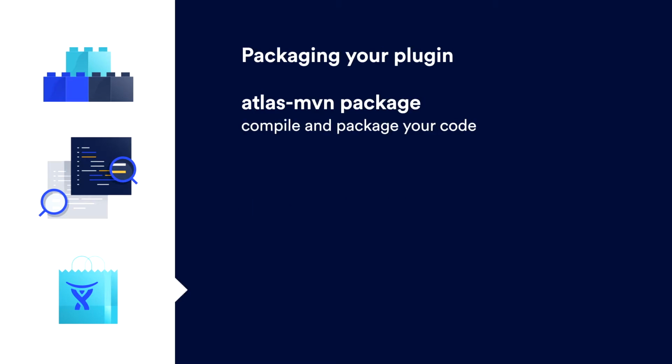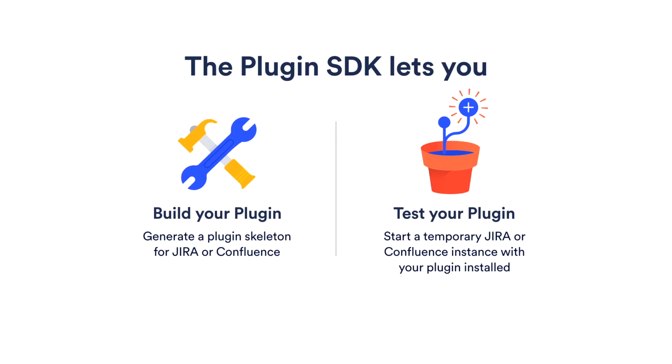Finally, you can use the Atlas Maven package commands, which works just like Maven package. This will compile your code and package it in a jar, so Quick Reload can install the updated plugin to your running instance without you needing to restart. So, to recap, you can use the plugin SDK to generate your plugin skeleton and build some basic add-ons, or start a temporary instance of JIRA and Confluence and load and run your add-on, all without needing to know too much about Apache Tomcat, OSGI, or dependencies.